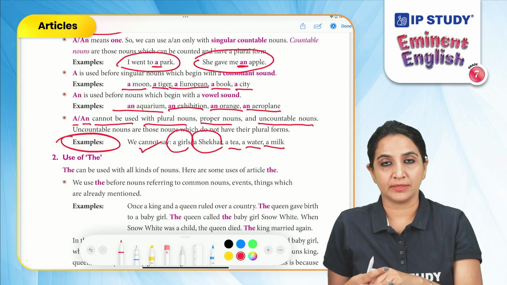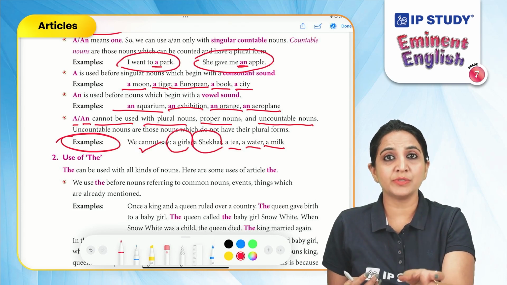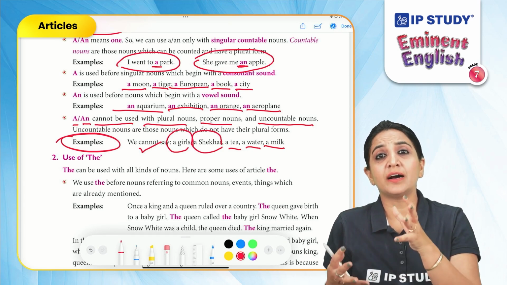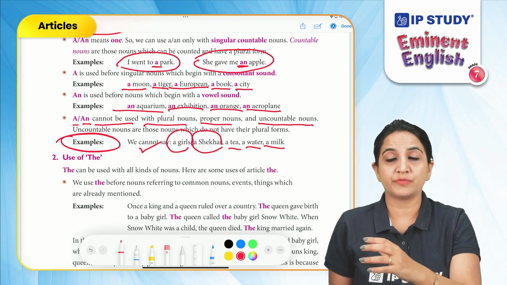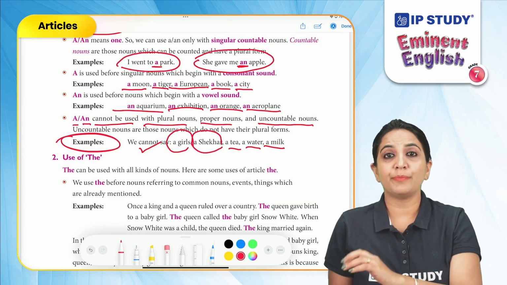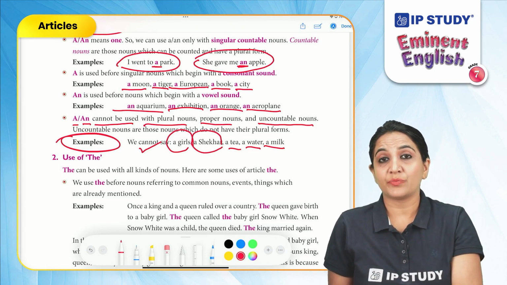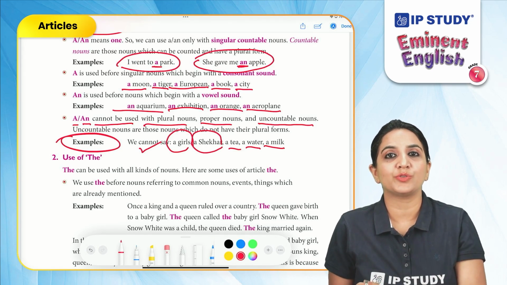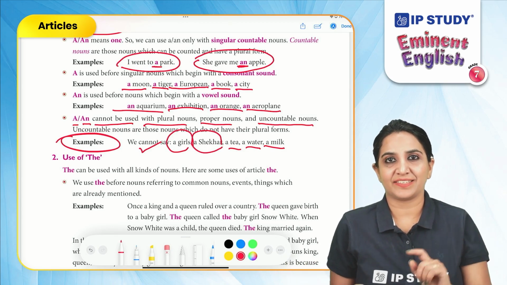When we are talking about shekhar, which is a proper noun, we are not going to use article a with a proper noun. When there are uncountable nouns, for example, tea, you don't know the quantity of tea. A cup of tea, a glass of milk. Here, you know the quantity of the milk. But when you're not aware of the quantity, that means it is an uncountable noun, and in that case, you're not going to use article a. For example, a tea, a sugar, or a milk. All of these would be incorrect.